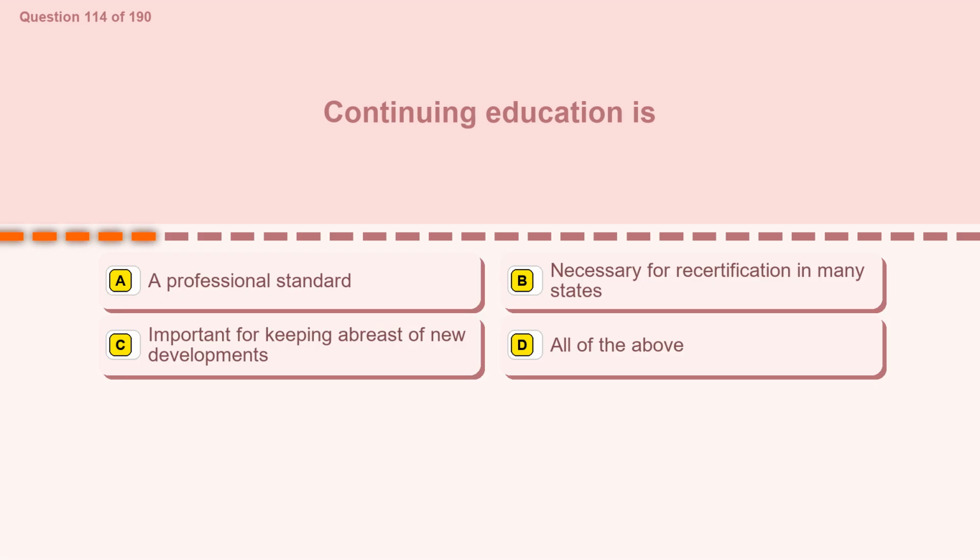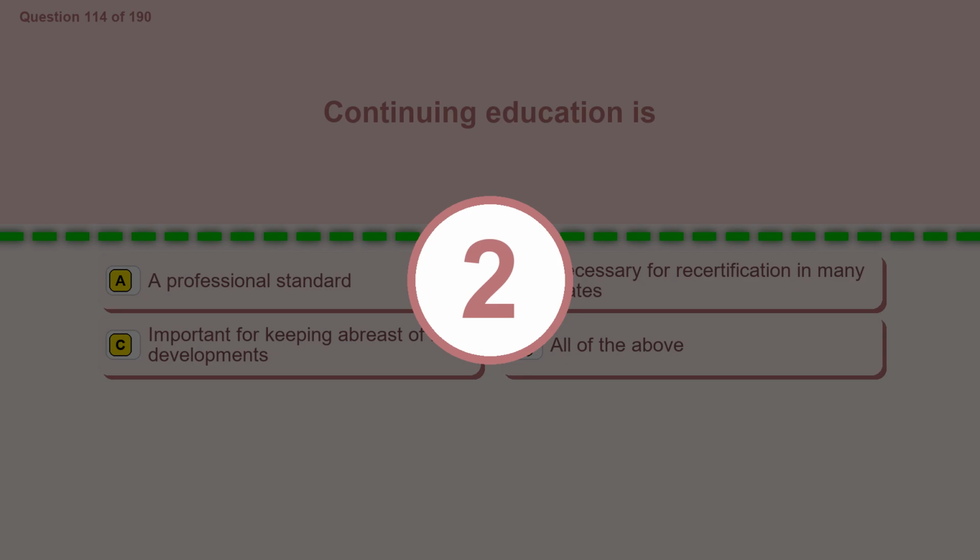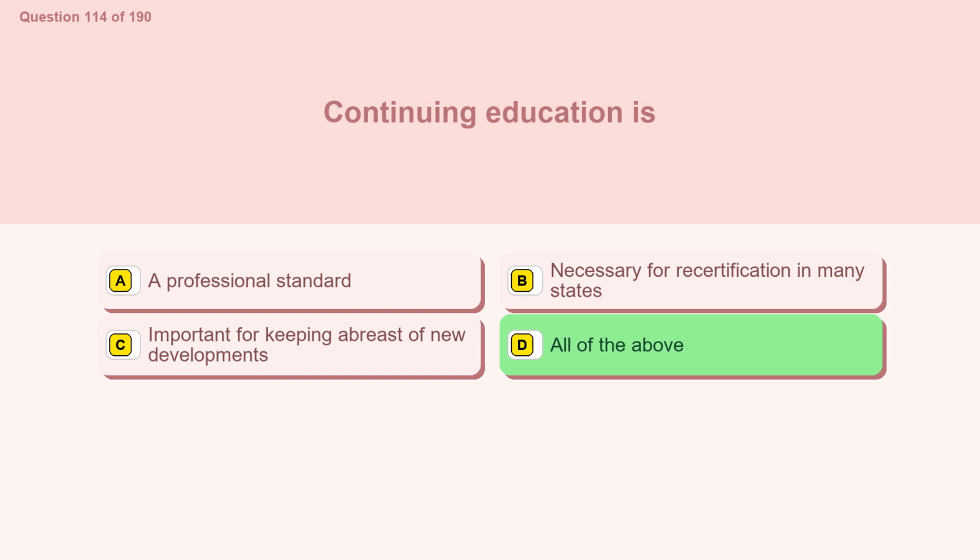Continuing education is option A, a professional standard. Option B, necessary for recertification in many states. Option C, important for keeping abreast of new developments. Option D, all of the above. The correct answer is option D, all of the above.